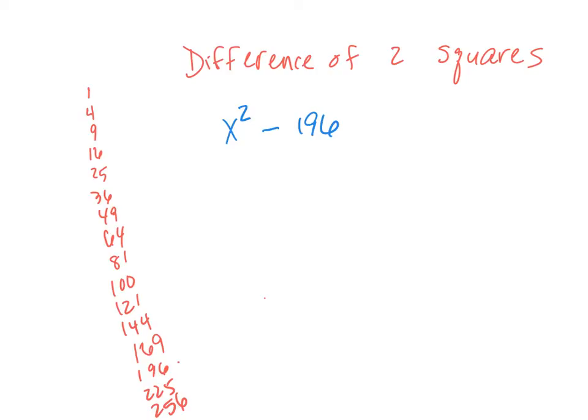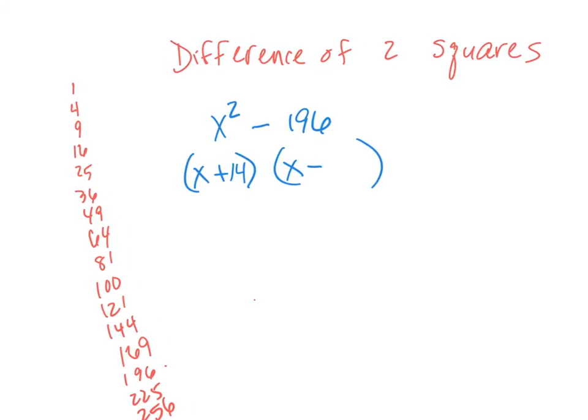So what we're going to do is set up two parentheses. And we're going to put an x in each one and a plus and a minus in each one. And then we're going to find the square root of 196 on our calculators. Square root of 196. 14. So it's going to be plus 14 and minus 14. Got it?